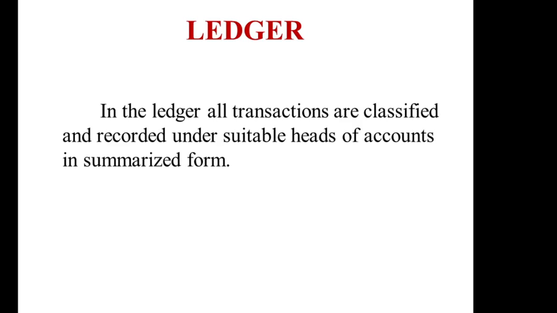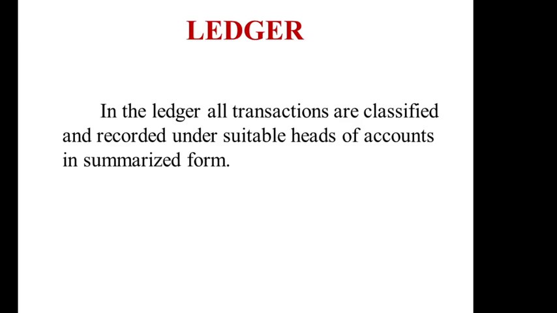It contains accounts in which the classified and summarized information from the journals is posted as debits and credits. That is the ledger. It is classified and summarized information from the journal, posted as debits and credits. It is also called the second book of entry.